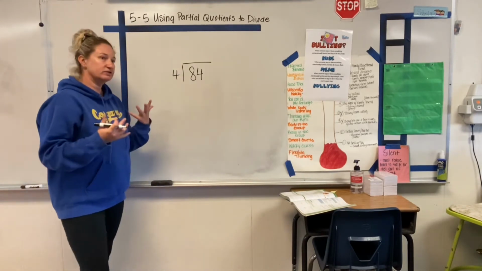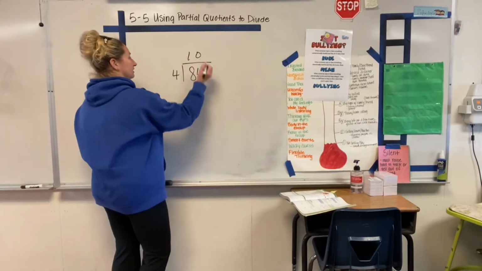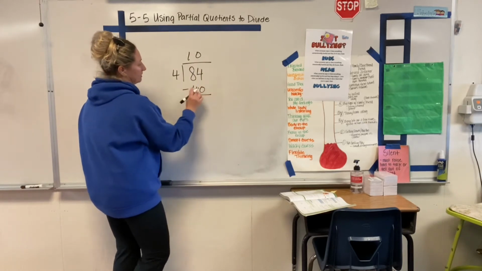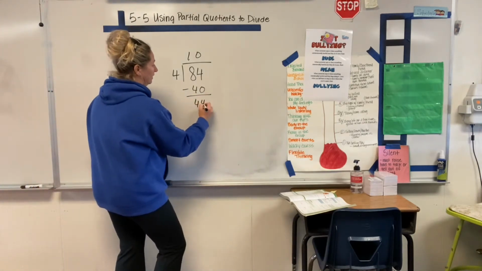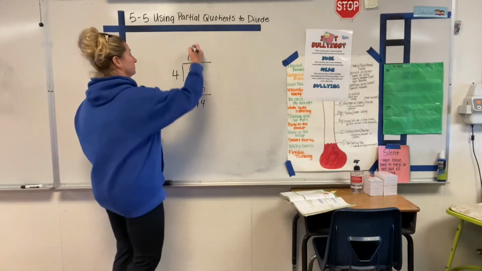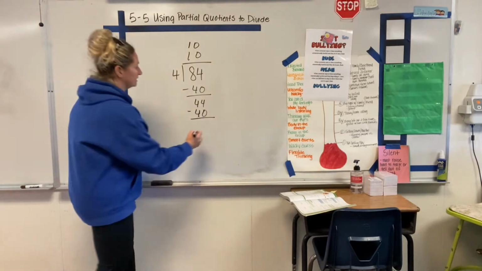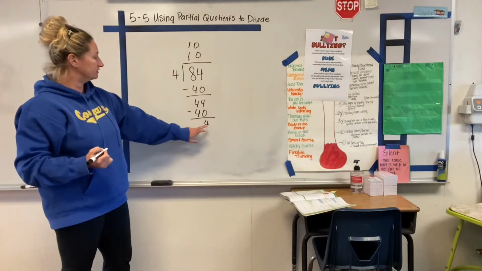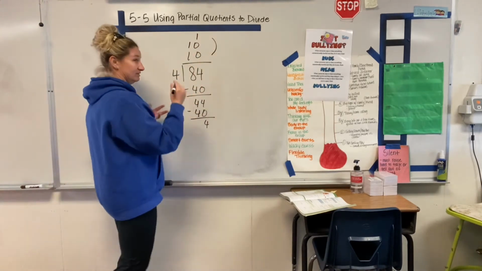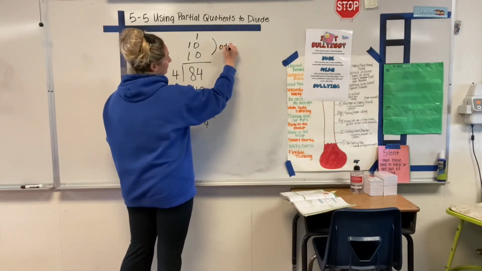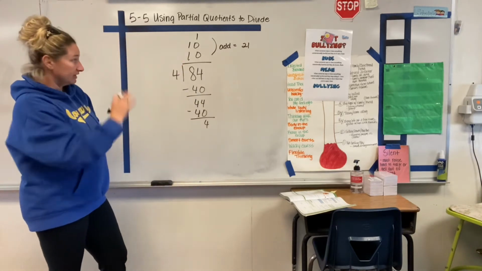So the first way was maybe in chunks of 10. 4 times 10 is 40. So I'm going to take that 40 away from 84 and see what I have left that I still need to divide. So that's 44. Now 4 goes into 44 another 10 times. So that's minus 40 again. And then I subtract and I get a 4. And then 4 goes into 4 once. I didn't do that on purpose, but it's the same answer as the last problem. I'm going to add these up, and I get 21. 10, 10, and 1. So that's one way.